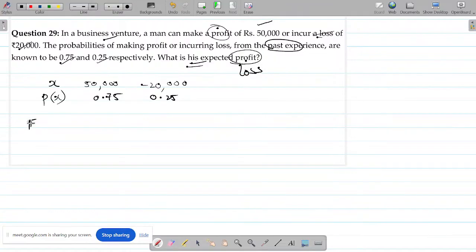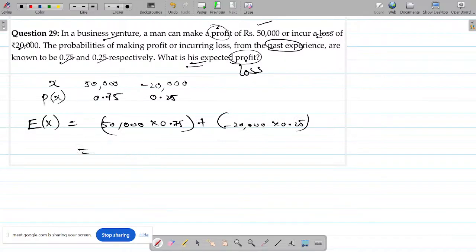So the expected value of X is 50,000 into 0.75 plus minus 20,000 into 0.25. I can get the final value as 32,005. Okay. In case they ask what is its expected profit, and you get this as minus, probably the question may be expected profit, but you may be expecting a loss. Okay. So this is about question number 29.